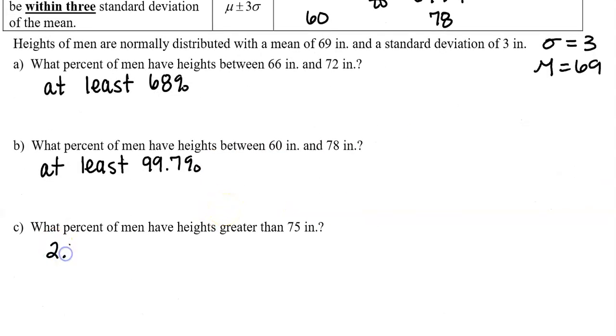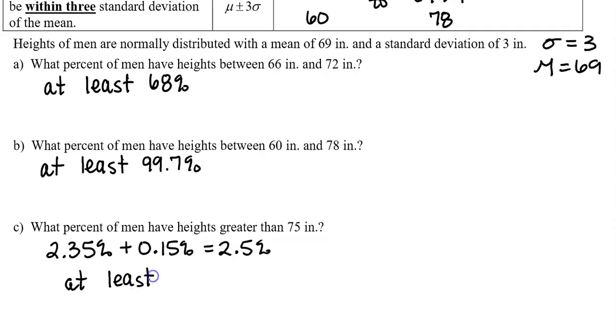So summing that up, we have 2.35% plus 0.15%. And that gives us 2.5%. Now, it might be a little bit more than that, but by the empirical rule, we can definitely say that at least 2.5% of men have heights that are greater than 75 inches.